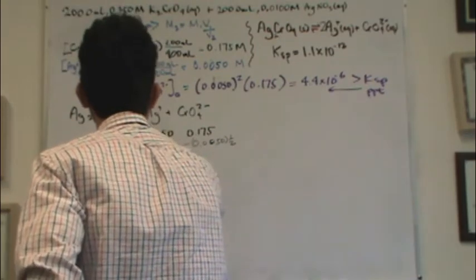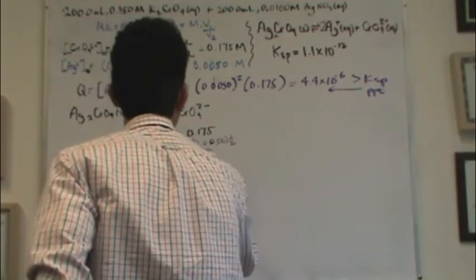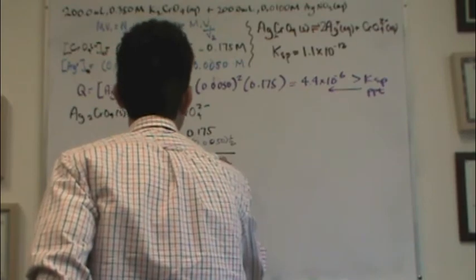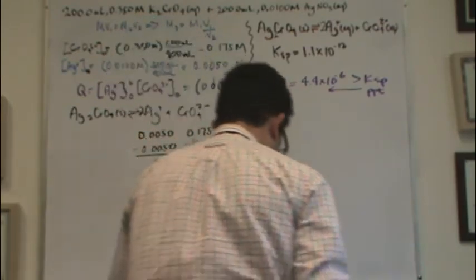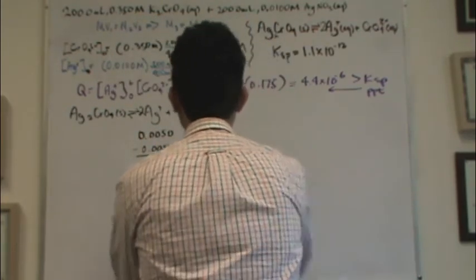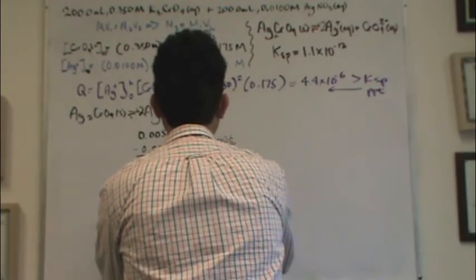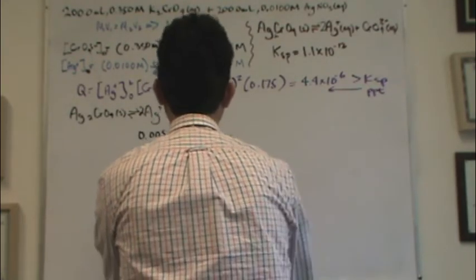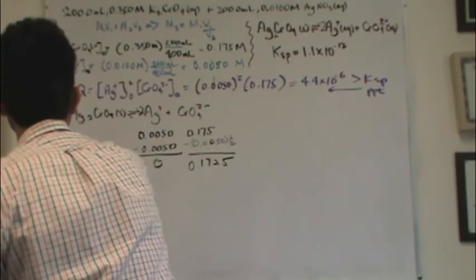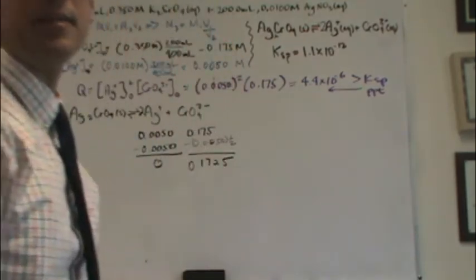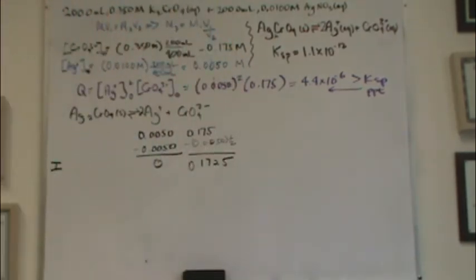So here, this is going to be 0. This is going to be 0.1725, I guess. And now this becomes the I line in my ice table. So that's the I line now.